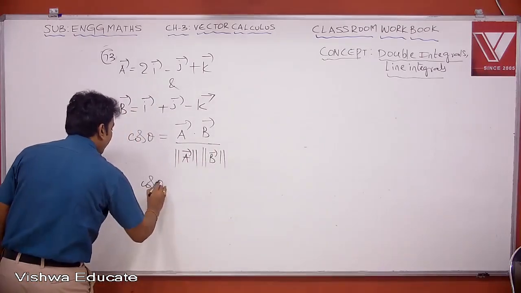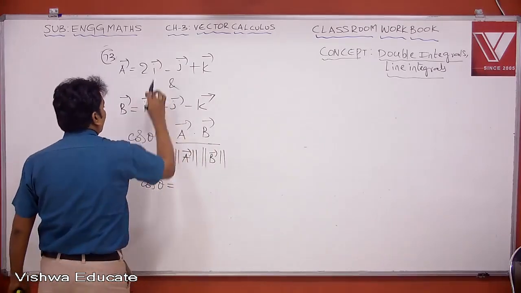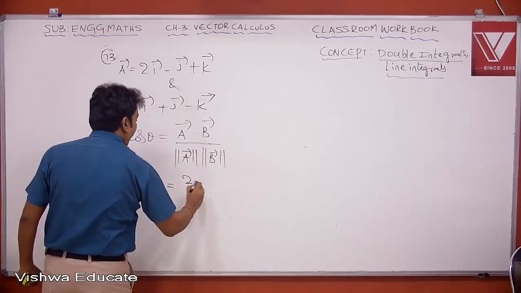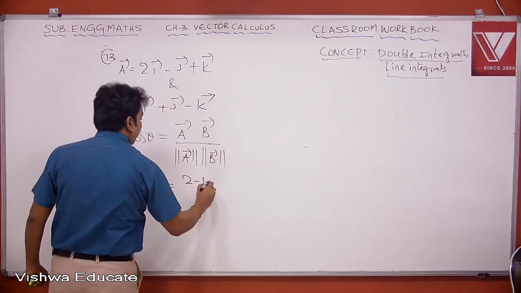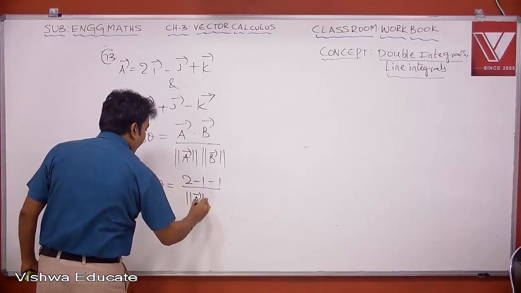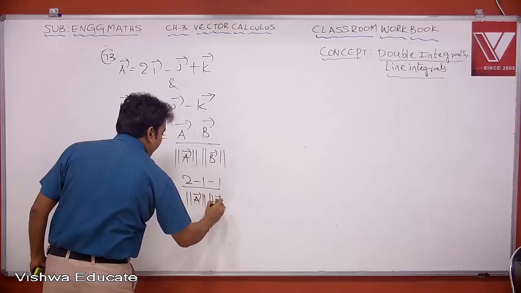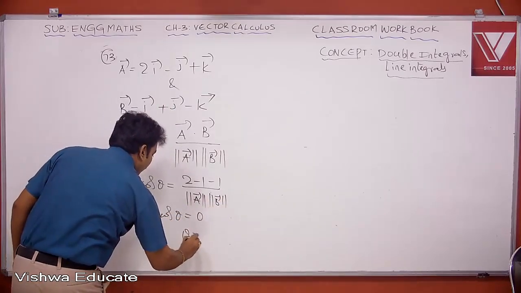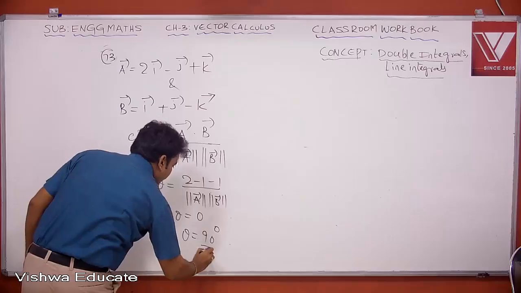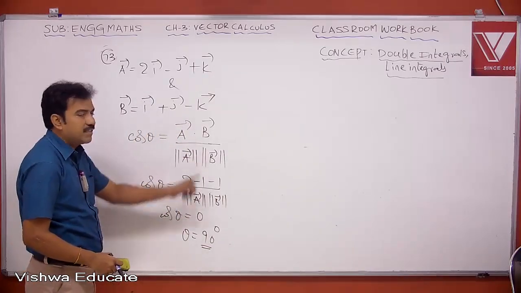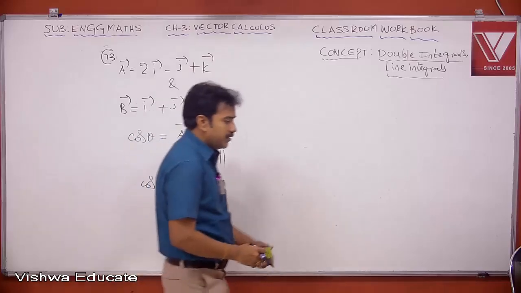Therefore, cos theta equal to the dot product: 2 into 1, 2, minus 1 into plus 1, minus 1, 1 into minus 1, minus 1. Anyhow, this is 0, so I need not evaluate norm a bar times norm b bar. So, therefore, cos theta equal to 0. Therefore, theta is 90 degrees. So, here dot product is 0, so the angle between them is 90 degrees. Note this point.